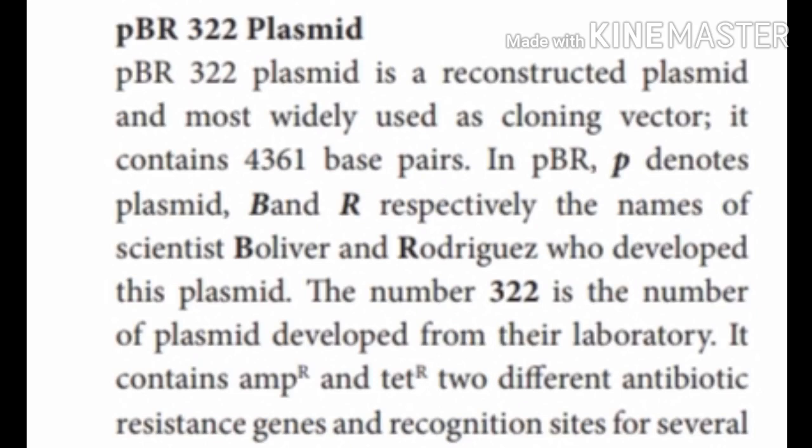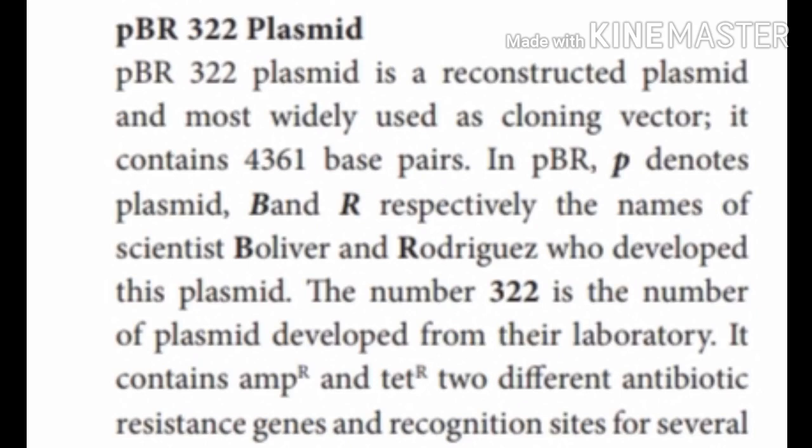Fourth point, B and R respectively denote the names of the scientists Bolivar and Rodriguez who developed the plasmid. And fifth point, the number 322 is the number of the plasmid developed in their laboratory. So these 5 points are more than sufficient. So it is a constructed plasmid for a cloning vehicle.